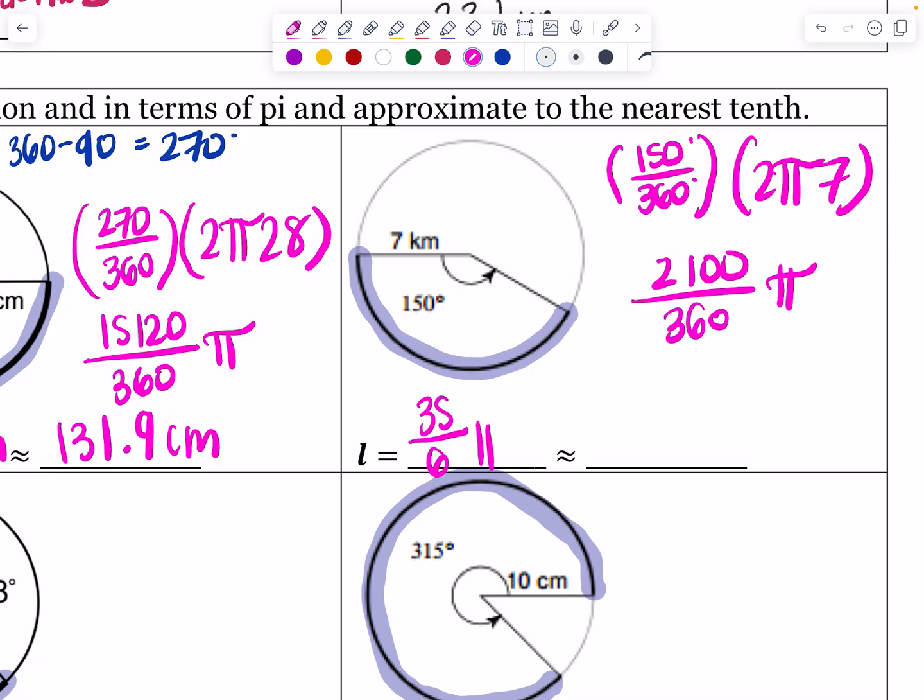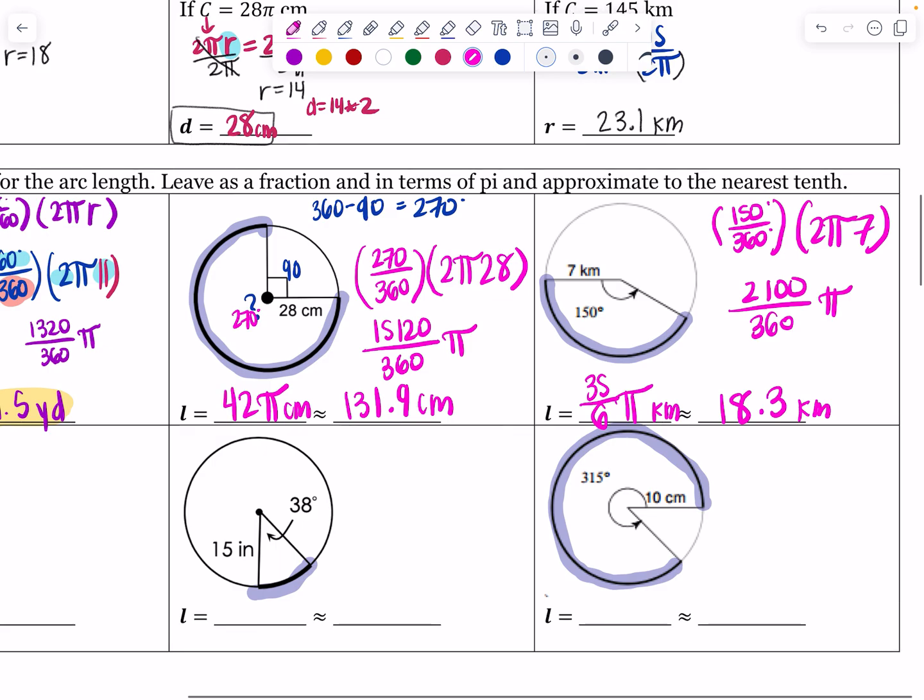35 over 6 pi. Whenever they put things in terms of pi, most of the time they're going to use it as an improper fraction. 35 divided by 6 is 5.83 repeating, so that times pi is going to give me about 18.3. We are working with units as well, so I'm going to make sure I include that on each of those. That's how you could format these in terms of fractions, but sometimes I do simplify to whole numbers.